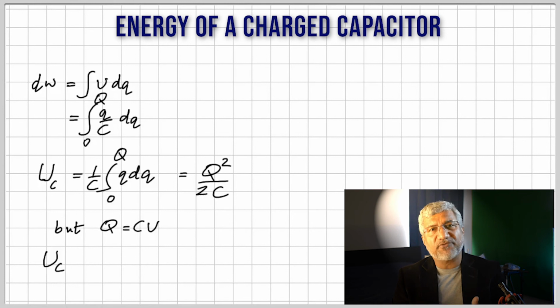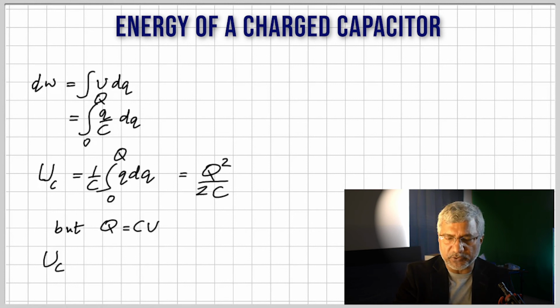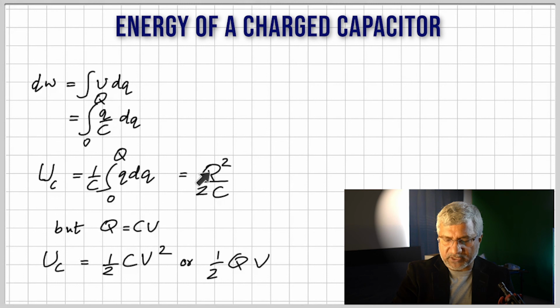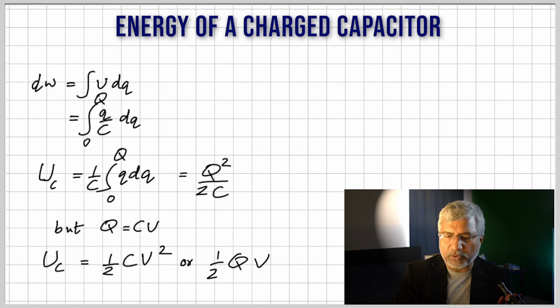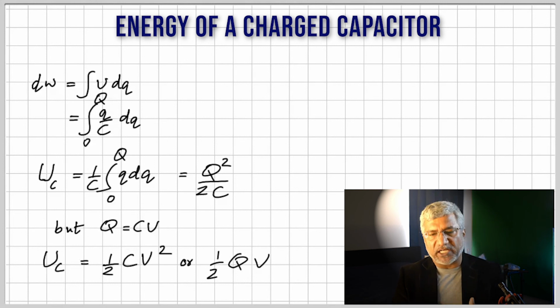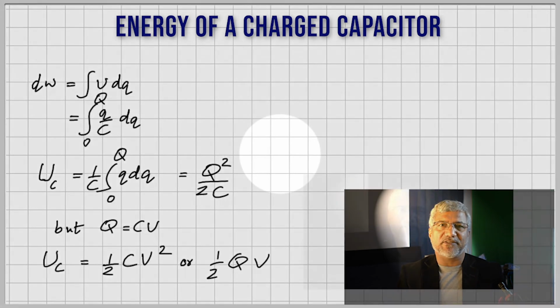But we can get two other formulas by simply substituting. We know charge is capacitance times voltage. And then when you substitute that, you're going to write it as C V squared. So one of the capacitance will cancel out, and you will get 1/2 C voltage squared. Or another one, by similar substitution, you could get 1/2 times charge times voltage. So there are three formulas to find the energy of a charged capacitor.